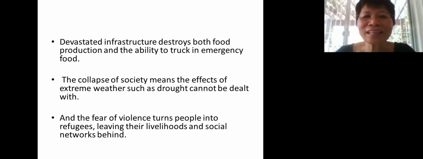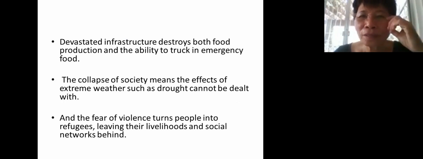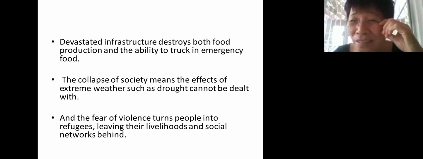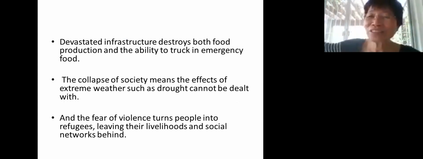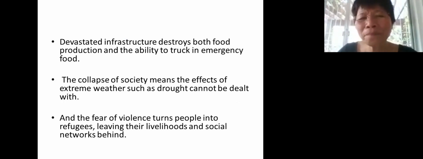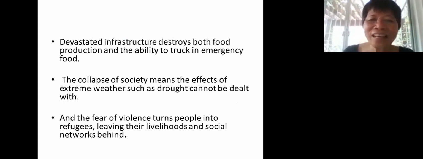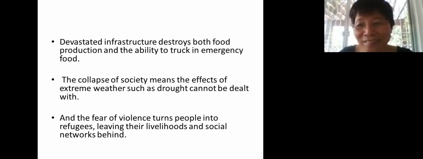So what else? There is also infrastructure destroyed, both for food production and the ability to track emergency food. What is the infrastructure for food? No irrigation system, no national irrigation system. You rely on nature. They call it rain-fed farming. Then the collapse of society means the effects of extreme weather such as drought cannot be dealt with, unless you do cloud seeding.